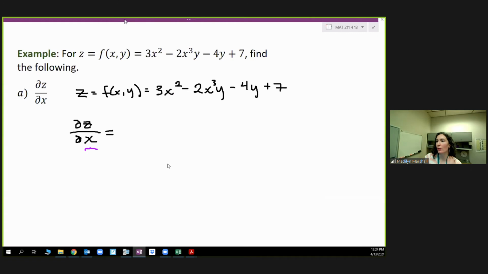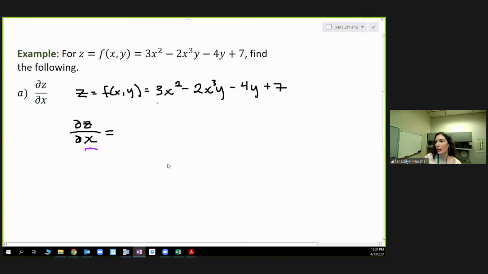So when we go through our derivative, this first term is just 3x squared. Nothing weird is going to happen here. We take the derivative of that just like we normally would. So we get 6x.